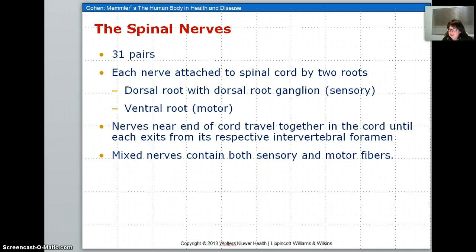So the spinal nerves come out in between the vertebrae. There are 31 spinal nerves. Each nerve is attached to the spinal cord by 2 roots. You have your dorsal root, which is your sensory, and your ventral, which is motor. Realize that information only goes one way. The nerves near the end of the cord travel together in the cord until they exit from the respective vertebral foramina. Mixed nerves contain both sensory and motor nerves.